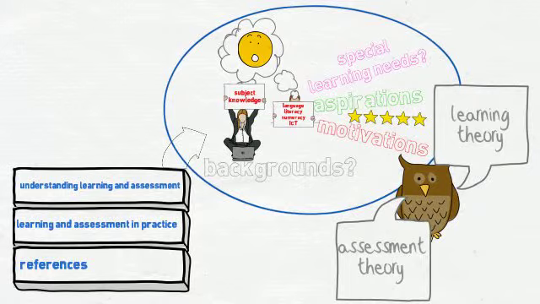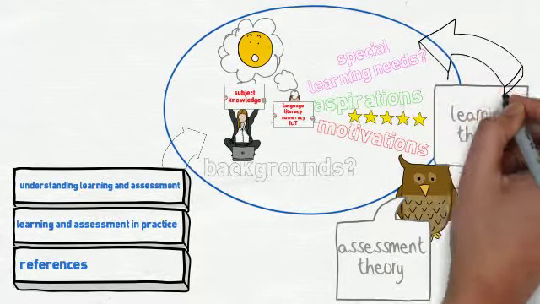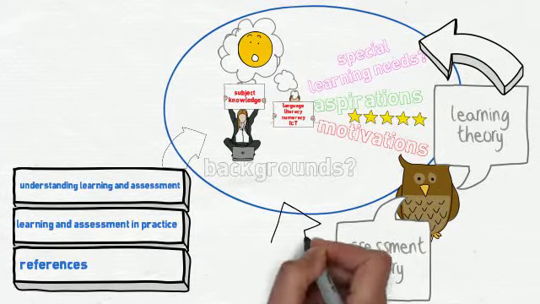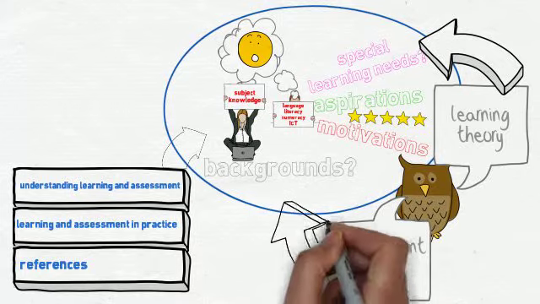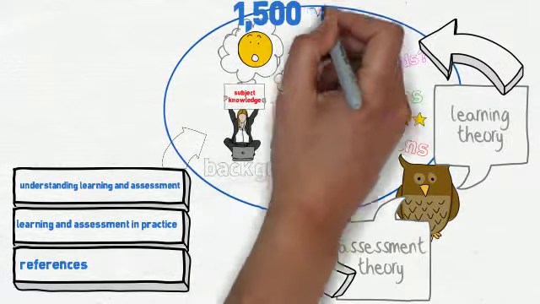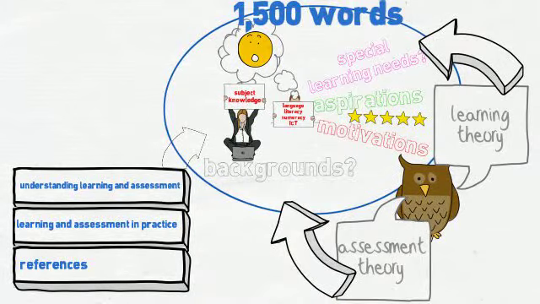And the sorts of theories that you might include here could be behaviourism, cognitivism, humanism. You might also include social learning, adult learning and andragogy. And assessment theories that are relevant could be formative, summative, norm and criterion referenced approaches to assessment and so on. And all of that together will come to 1,500 words, or approximately 1,500 words.